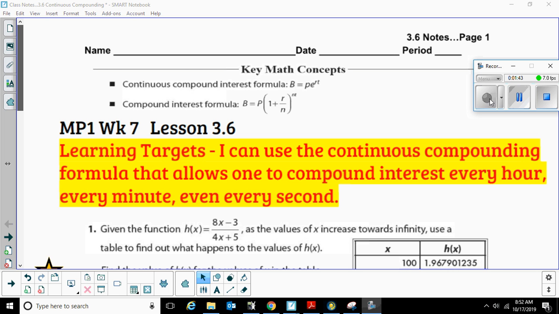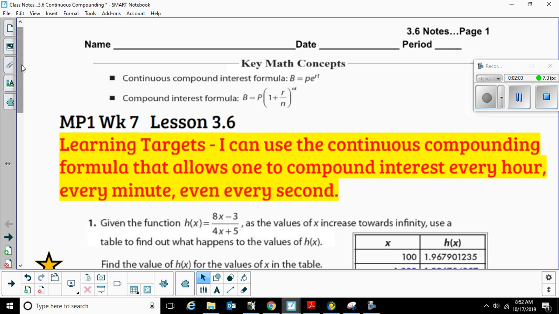Okay, so welcome back, guys. So in our lesson today, we're going to talk about the learning target. I can use the continuous compounding formula that allows one to compound interest every hour, every minute, and every second. So we want to talk about a more powerful way of looking at compounding interest.